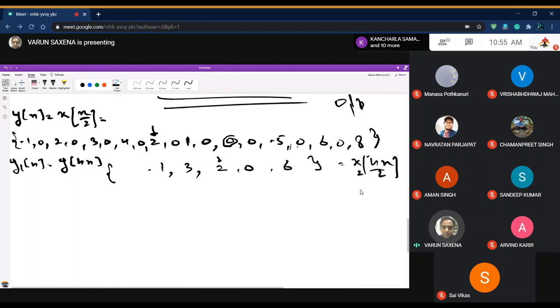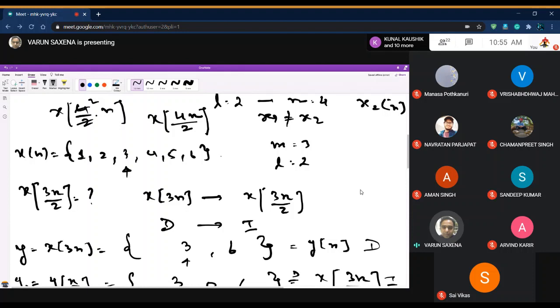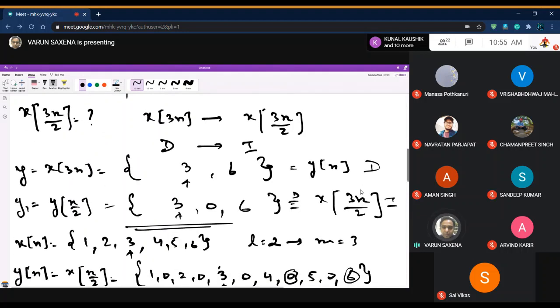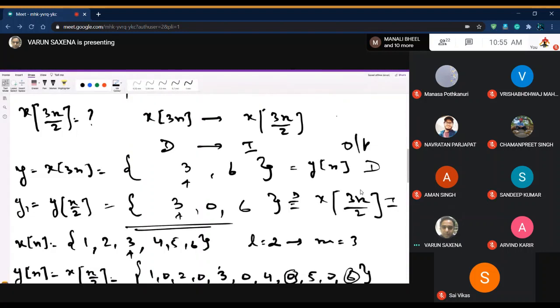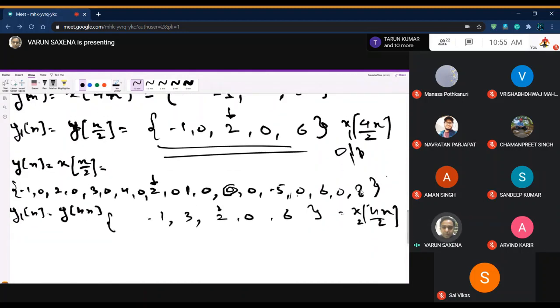But suppose we had this signal as our input and we wanted a certain output, then because M is 3 and L is 2, it does not matter whether you do interpolation first or you do decimation second or vice versa. You'll get the same answer. So the question is not which one is correct. It's not about being correct.